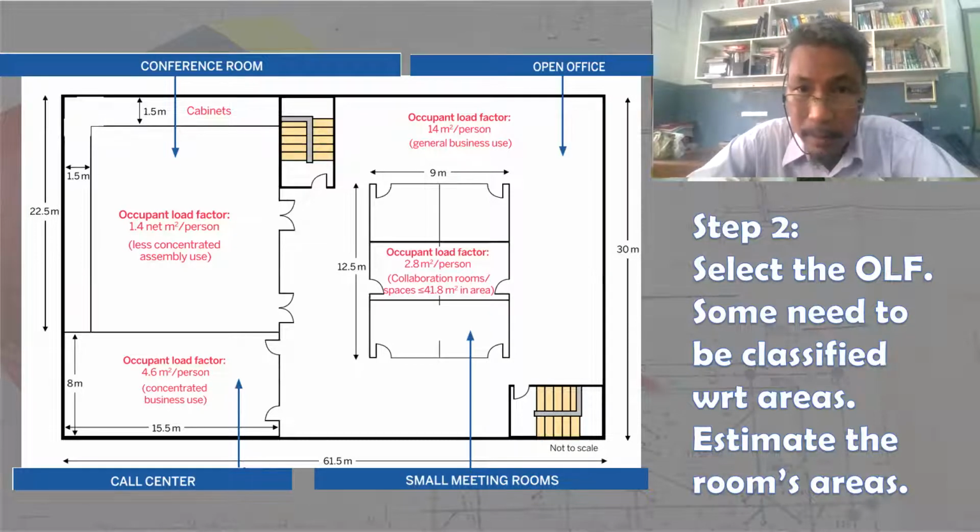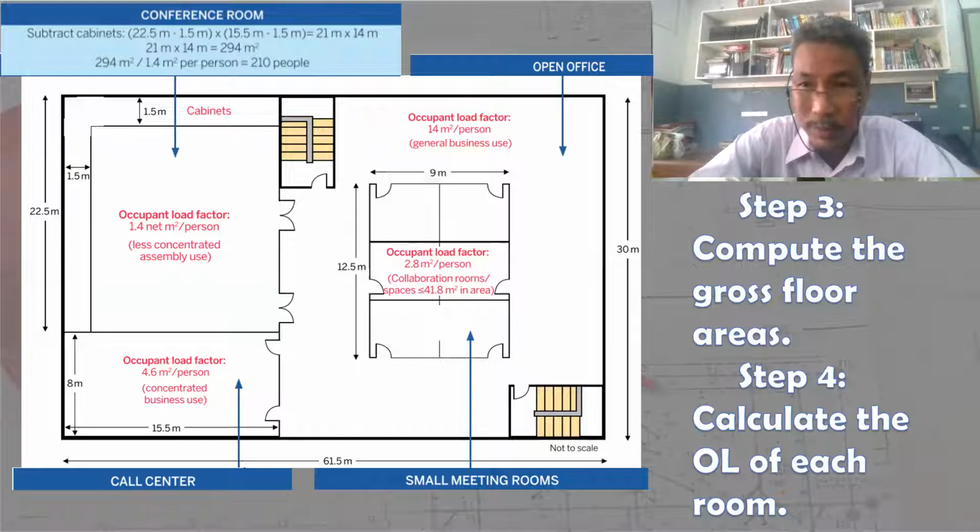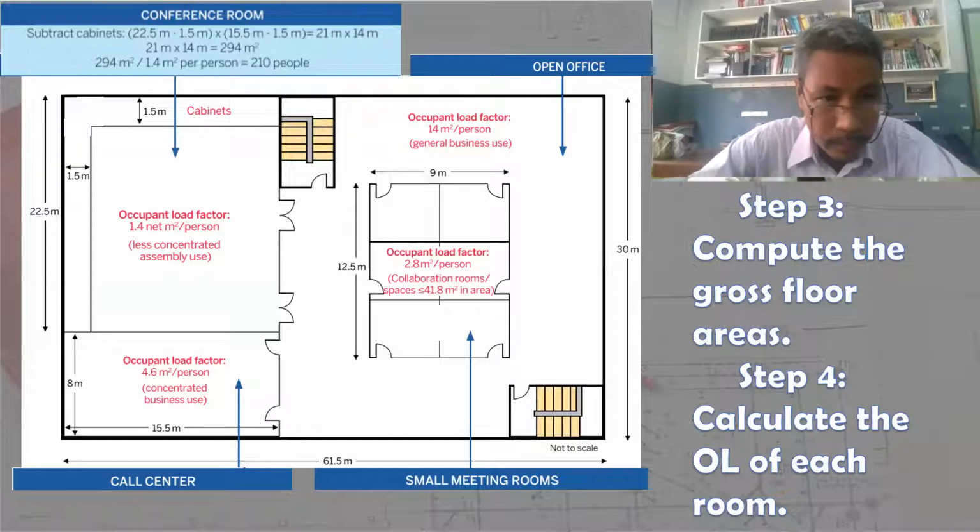And lastly, we have small meeting rooms, which we already discussed and estimated. So we have what? Collaboration room, which is 2.8 square meter per person. So after selecting the proper value from the table, we have to go to step 3, which is to compute the gross floor areas. So let us compute the gross floor areas, and in general, that is the case unless otherwise specifically required to compute the net floor areas. So let us do that. That is step 3.